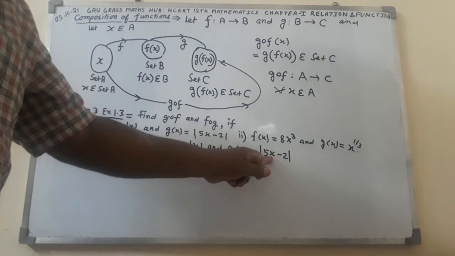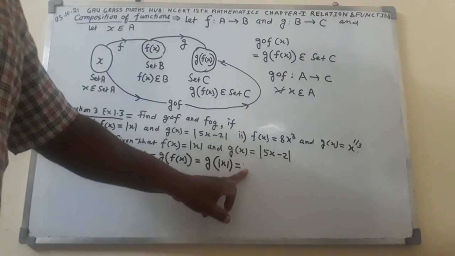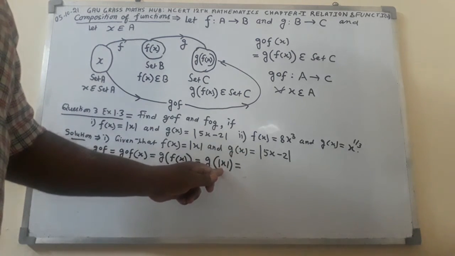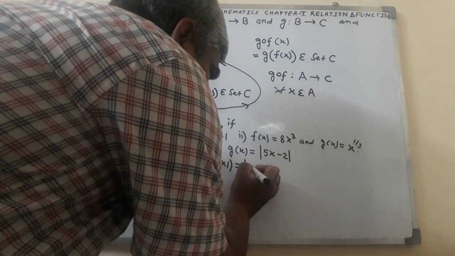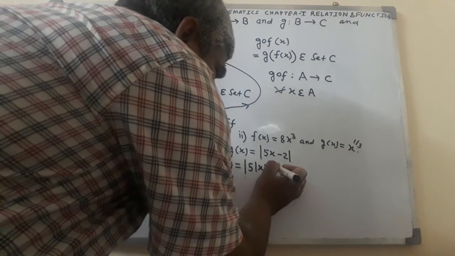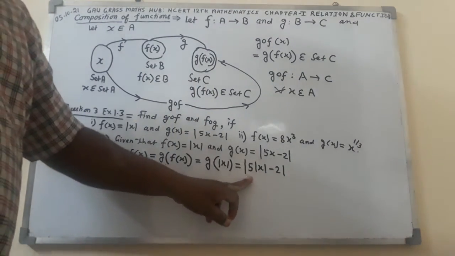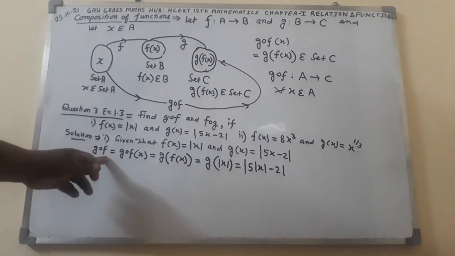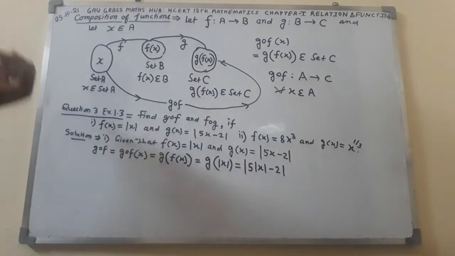So here also it comes out to be, here x is available. So in place of this x, I shall write mod x. Here you will get mod 5 mod x minus 2 mod. In place of x, write here mod x minus 2 mod. And now GOF you have got: mod 5 mod x minus 2 mod. Value of GOF you have got.